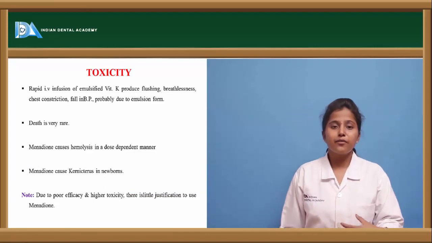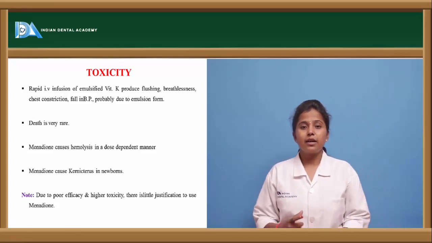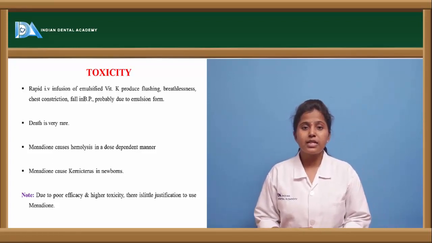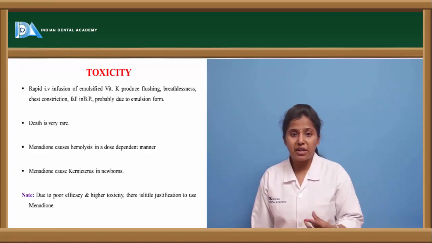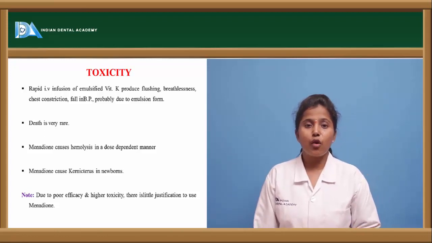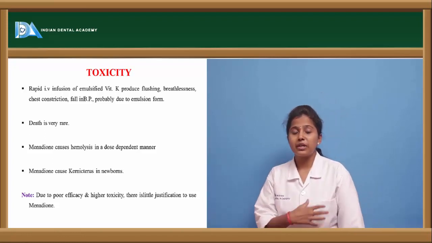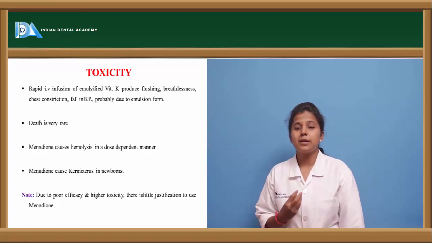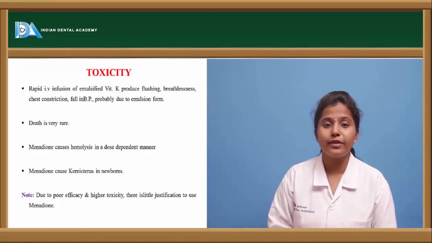Toxicity. So what happens if an overdose of this vitamin K is taken? Vitamin K is given in the IV form, or else through injection. When a rapid IV injection is given, it causes redness, flare or blushing of that particular area, and sometimes it may cause swelling as well as pain at the site of injection.